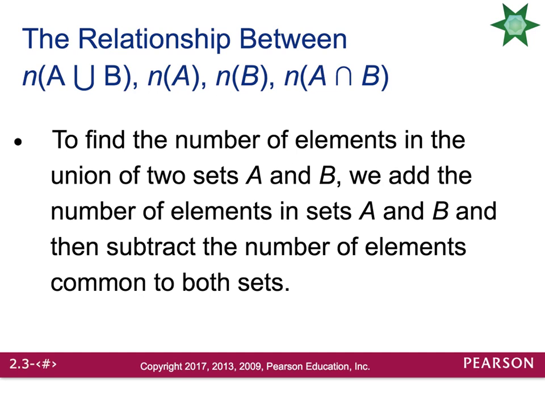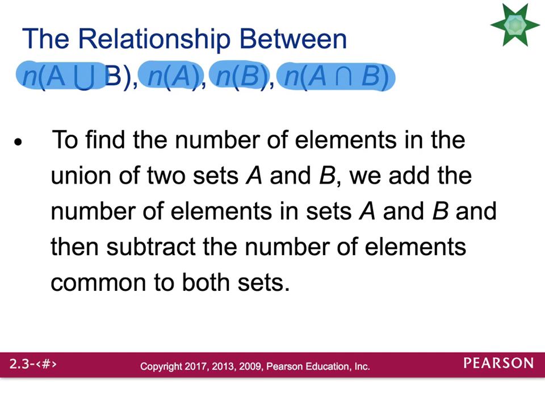If you remember earlier, we were talking about the cardinal number, and that means how many elements are in a set. So n(A) is how many elements are in set A, the cardinal number. The cardinal number n(B) is how many elements are in set B. This would be the cardinal number, how many elements are in the intersection of those two sets. And then this would be how many elements are in the union of those two sets.